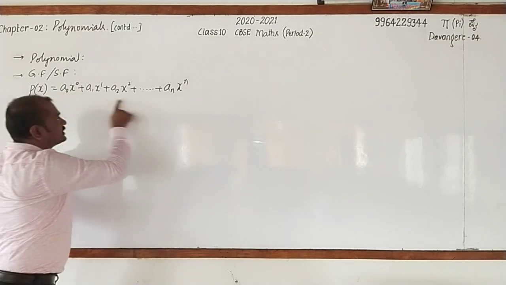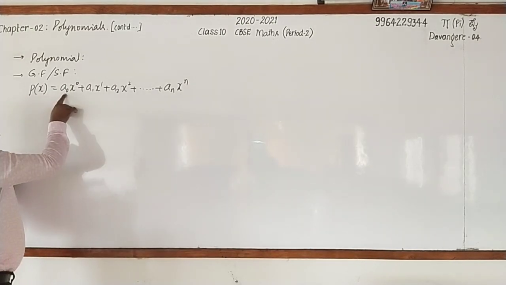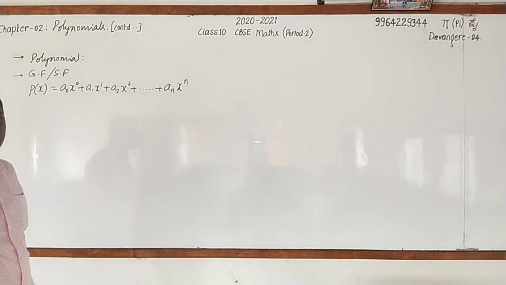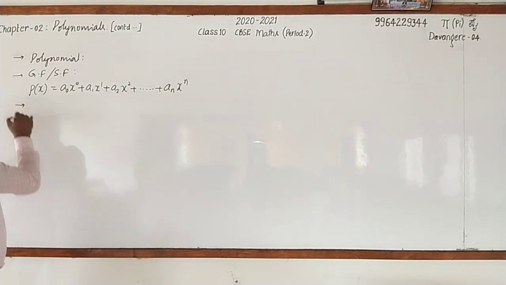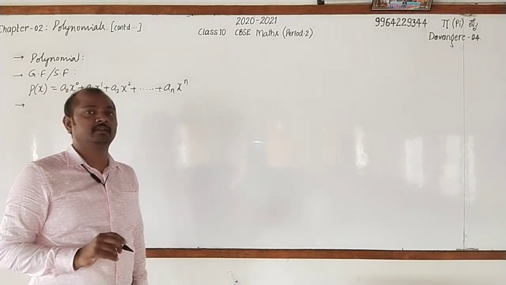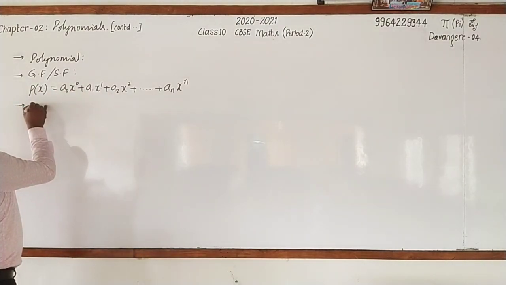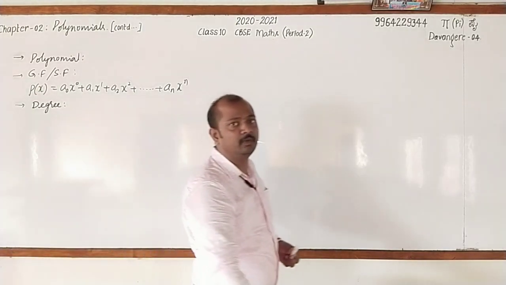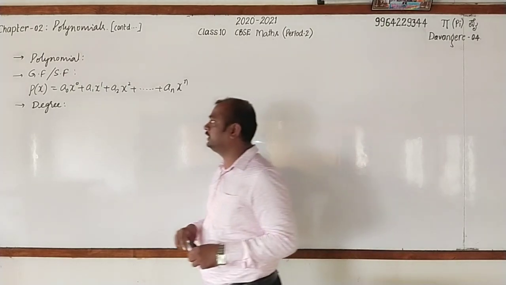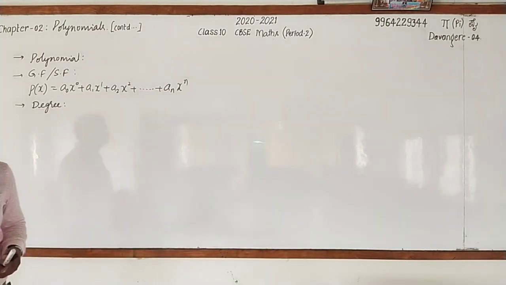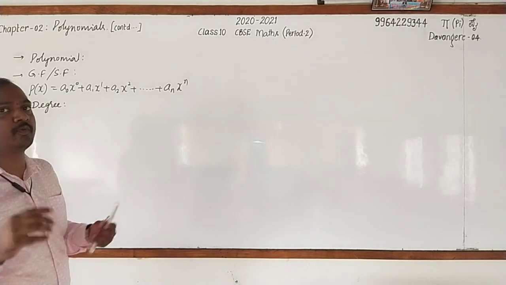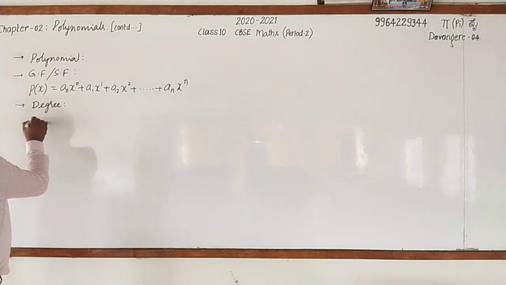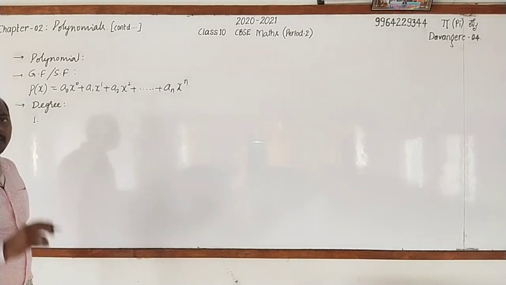Now here x is the variable. a0, a1, a2 up to an, they are all real numbers, right? Then what do you call the highest power of the variable? Yes, it is the degree of the polynomial. The highest power of the variable involved in the polynomial is called its degree. And we have also come to know that based on degree, we can classify the polynomials into different types. Then what do you call a polynomial of degree 1?